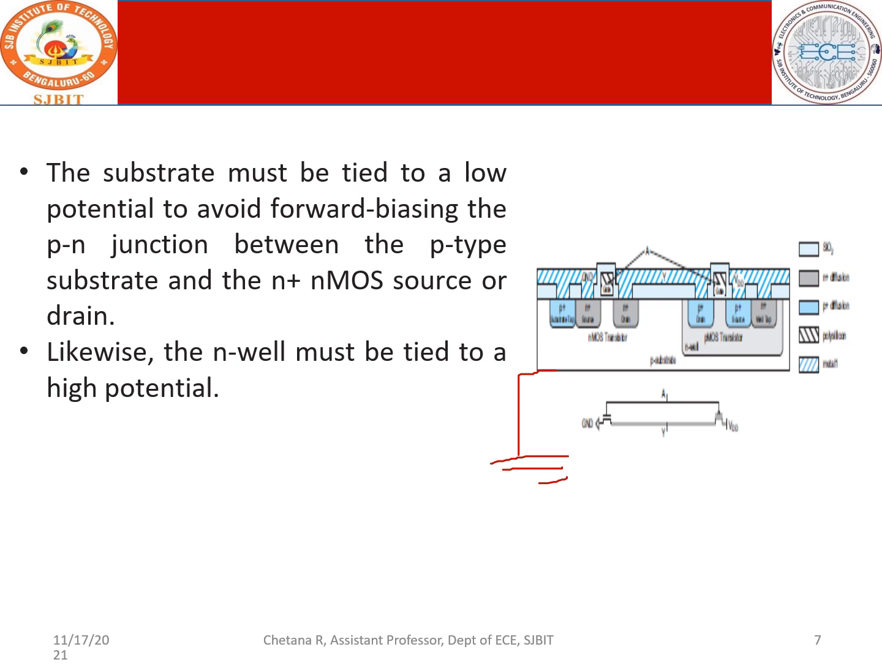So the substrate must be tied to a low potential to avoid forward biasing the p-n junction between the p-type substrate and n-type source or drain. As I told you, p-n, p-n. So this is how. Likewise, the n-well must be tied to a high potential. So this is connected to high potential, which is nothing but your VDD. So that is also possible for avoiding the junctions being formed in the well structure. So this is how we are able to see to it that no current conduction occurs in this particular substrate.